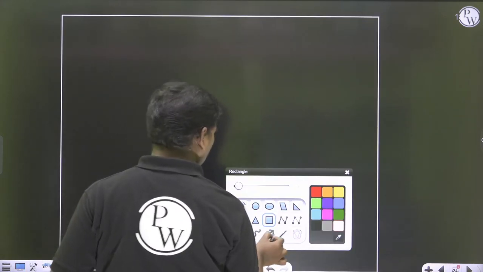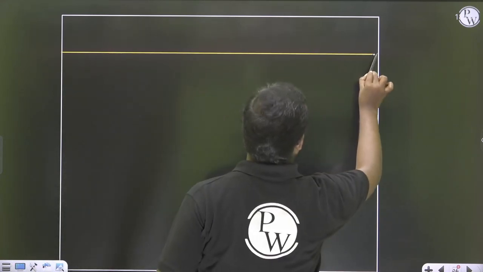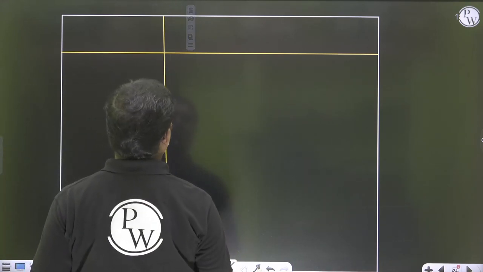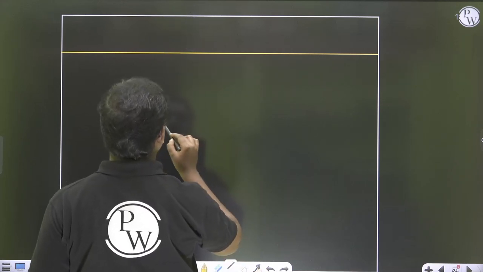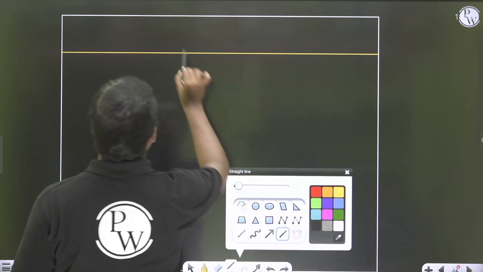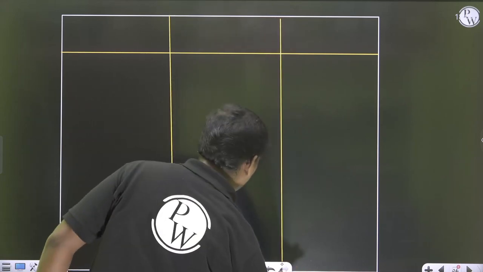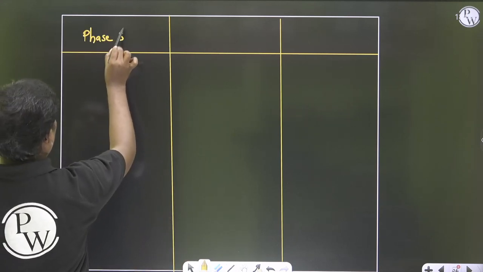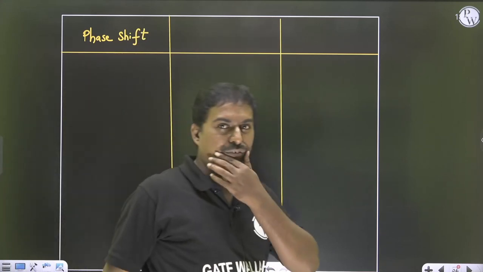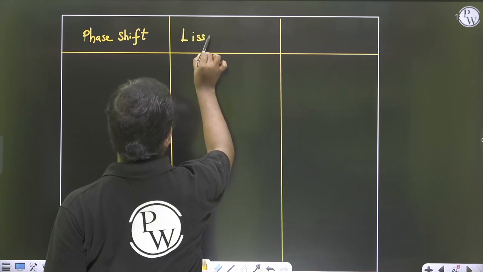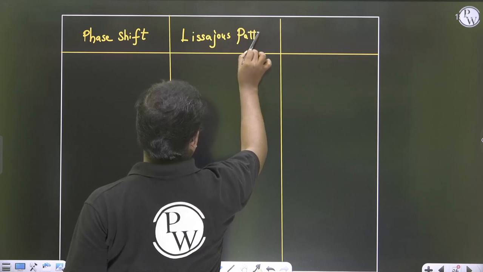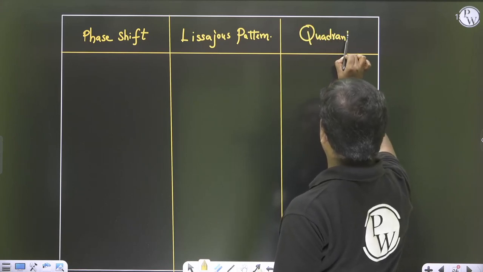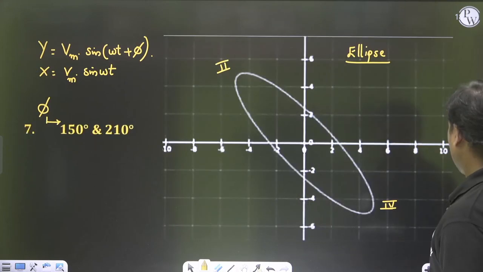When the phase shift is changing, I want to give you the quadrants in front. So here I am taking the phase shift, and here the Lissajous pattern. Okay, and here the quadrants. Let us see step by step.